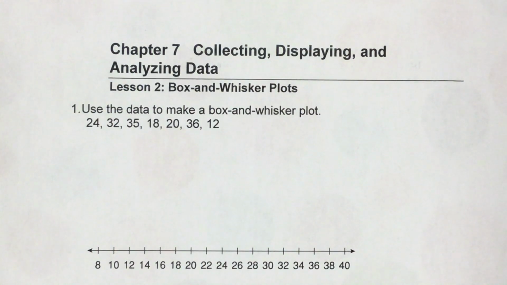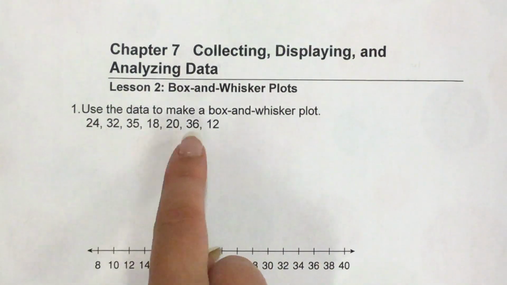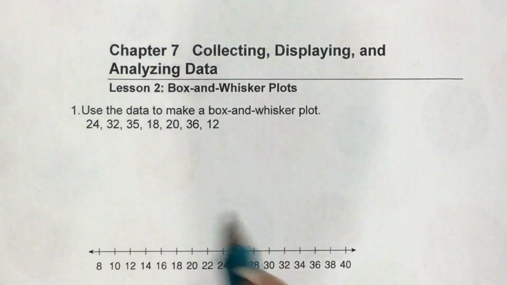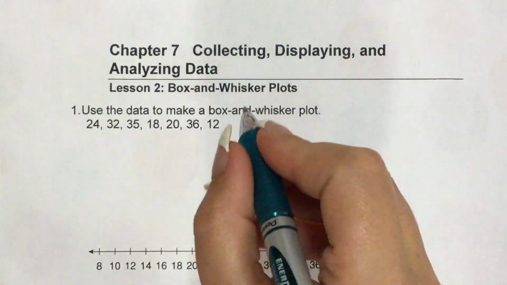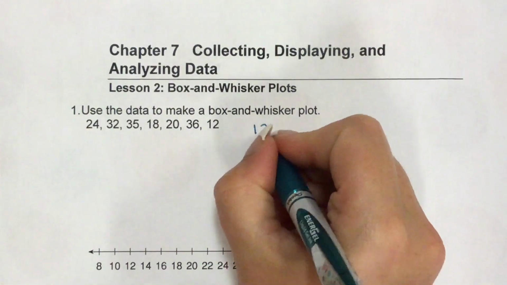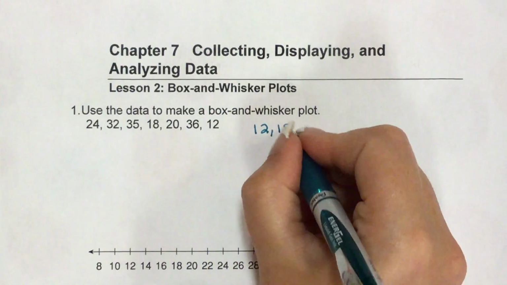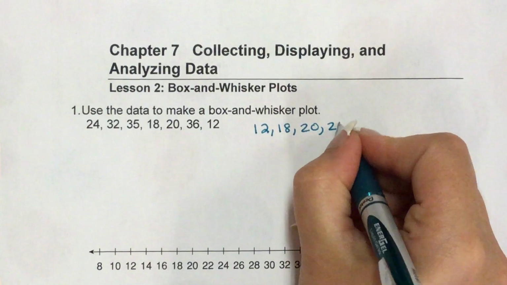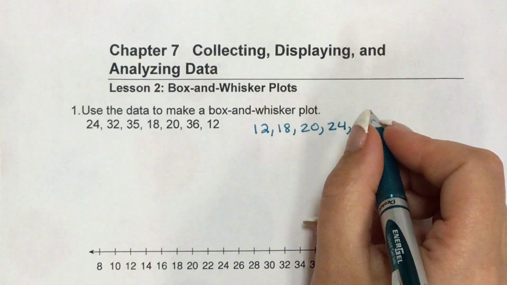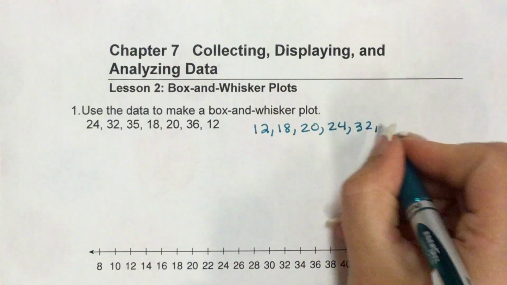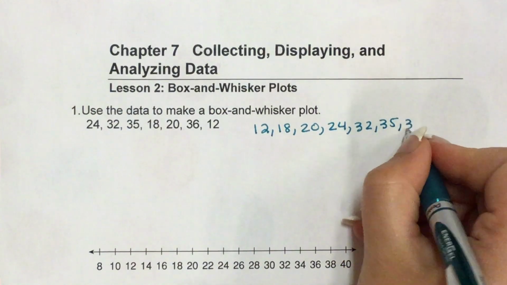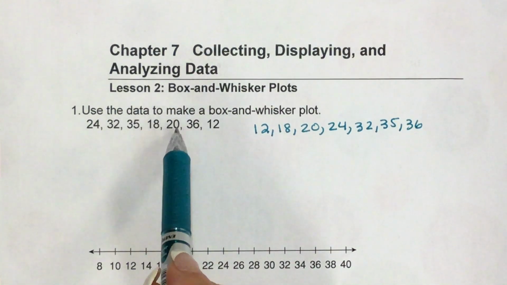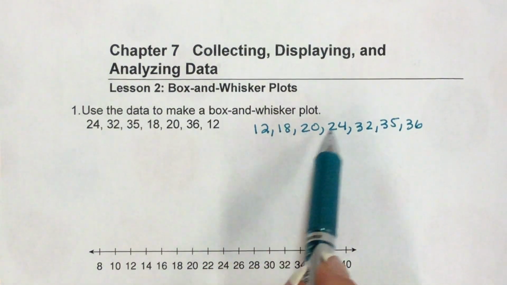Okay, we are back. We're going to make a box and whisker plot with this data set here. So the first thing we need to do is put the numbers in order from least to greatest. So I'm going to go ahead and do that now. My numbers are 12 and then 18, followed by 20, then 24, then 32, 35, and 36. I'm going to count them up to make sure every number is represented. There's 1, 2, 3, 4, 5, 6, 7.